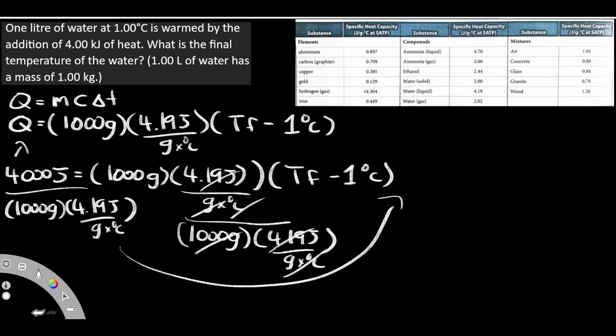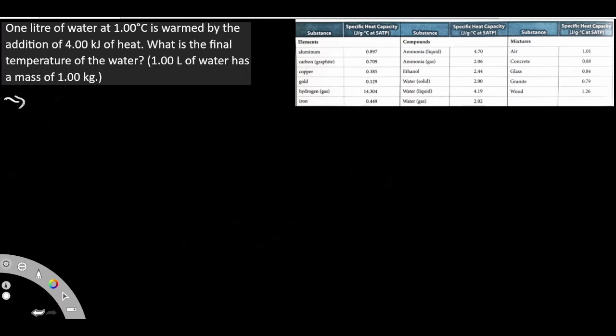Just going to bring this all over here then. So we are now left with our TF minus 1 degree Celsius is equal to our 4,000 joules divided by our 1,000 and our 4.19. However, it's going to look a little bit messy that way. So let's elongate it out so that it just looks a little bit cleaner.